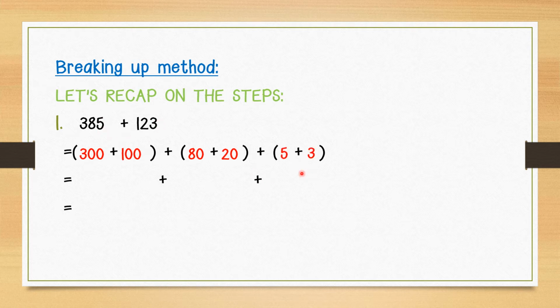So 5 plus 3. Now if we go to our second step, we need to add all the hundreds column, the tens column, and the units column. So let's start. 300 plus 100 is 400, plus 80 plus 20 is 100, plus 5 plus 3 is 8. And if we add 400 plus 100 plus 8, it will give us 508.